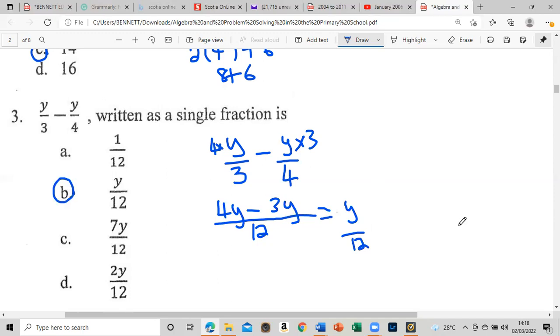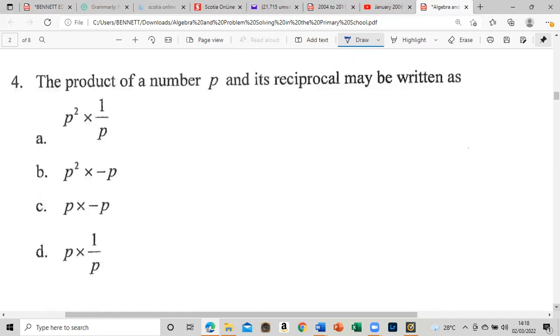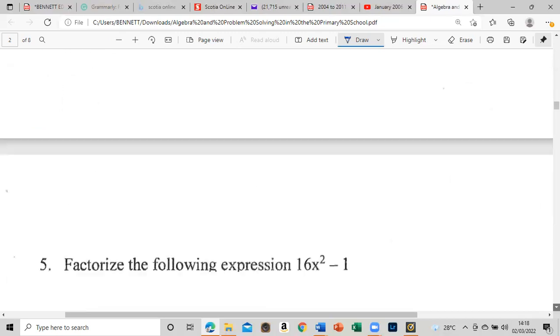Let's move on to number 4. The product of a number p and its reciprocal may be written as. Reciprocal means you flip it. So that will be D. Reciprocate the P: originally it's P over 1, and when reciprocated, it's 1 over P. And notice they said product.